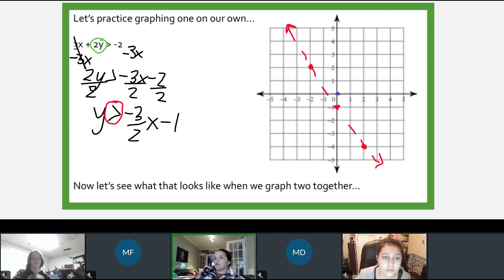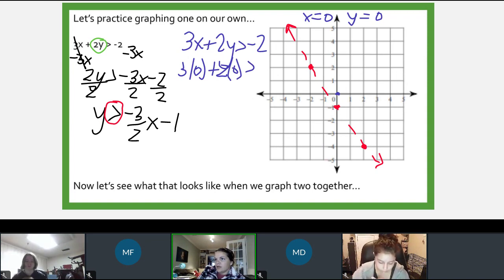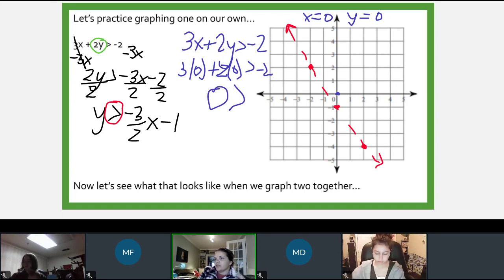So what I'm going to do is come back to the top where I have 3x plus 2y is greater than negative 2. I'm going to plug in 0 for x and 0 for y. So 3 times 0 plus 2 times 0 is greater than negative 2. So 3 times 0 is 0. 2 times 0 is 0. So 0 plus 0 is 0. So is 0 greater than negative 2?